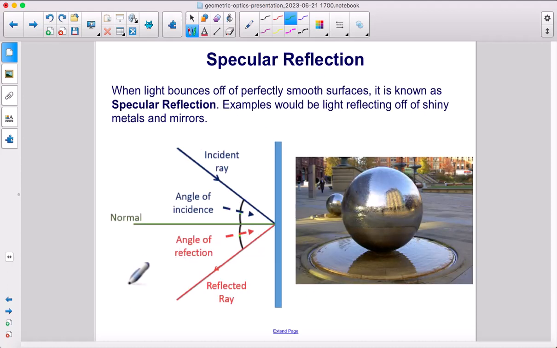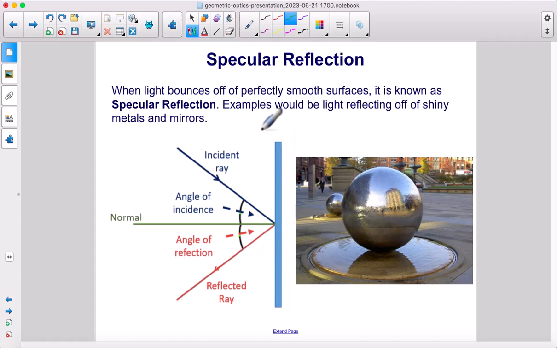When light bounces off of perfectly smooth surfaces, it is known as specular reflection. Examples would be light reflecting off of shiny metals and mirrors. Most of the problems we will see in this course will be specular reflection, where we're dealing with just perfect mirrors.